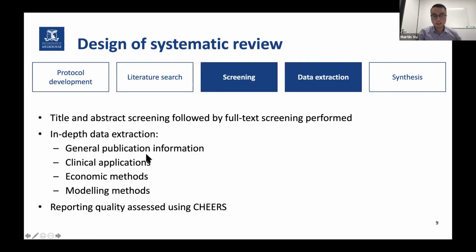The screening and the data extraction process itself was conducted with 2 people. So the screening was conducted with 2 independent reviewers. Data extraction was conducted by 1. But we extracted data on these 4 domains of information: general publication information, what's the clinical application of the test, the economic methods used in the publications, as well as the modeling methods for those that incorporated a decision analytic model in their study. And we assessed the reporting quality using the CHEERS checklist.